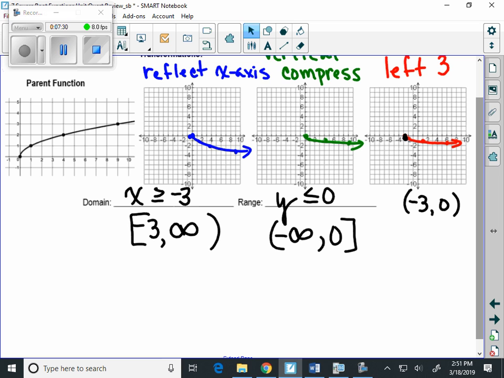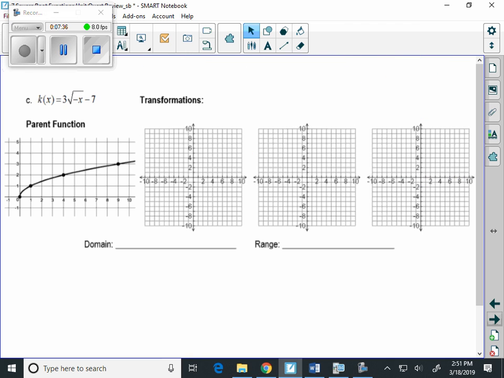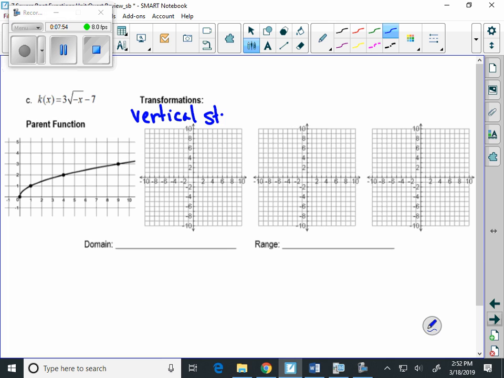Turning our paper over for letter C, k of x equals 3 times the square root of negative x, minus 7. We've got our parent function. We want to list our transformations. Our first transformation comes from the 3. It's going to be a vertical stretch.